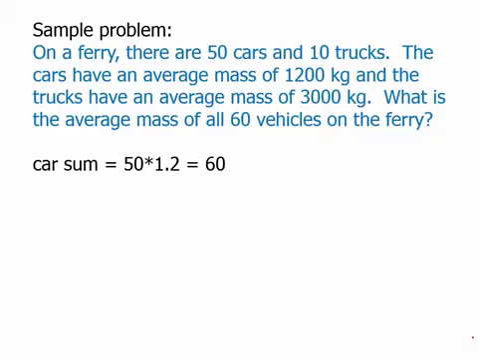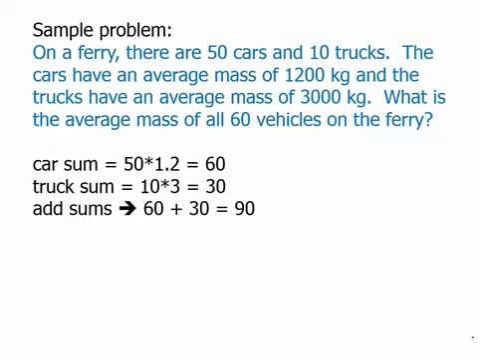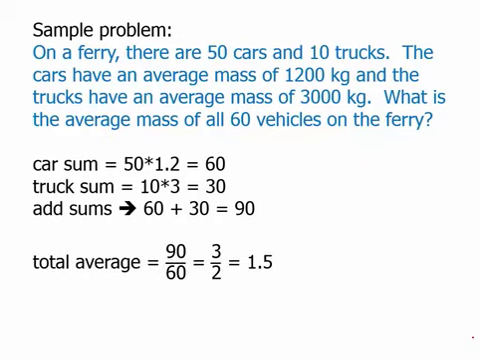For the trucks, we have 10 trucks, and the mass, we'll just call that 3. 10 times 3, of course, is 30. Those are the two sums. We add up the sums. The total sum is 90. And we want the average over all 60 vehicles. Well, 90 divided by 60 is 3 halves, or 1.5. And again, that is the mass divided by 1,000. So we just multiply by 1,000 again. 1,500 is the answer. 1,500 is the average mass of all 60 vehicles on the ferry.